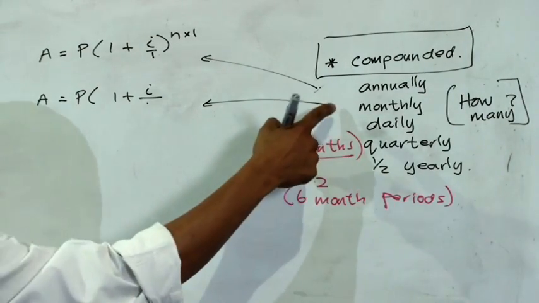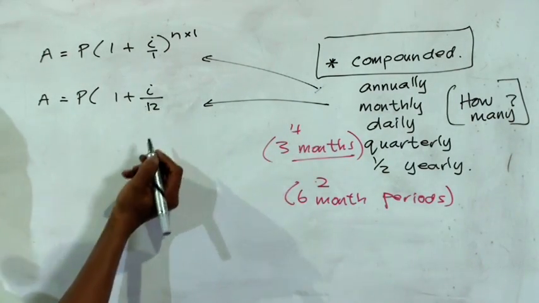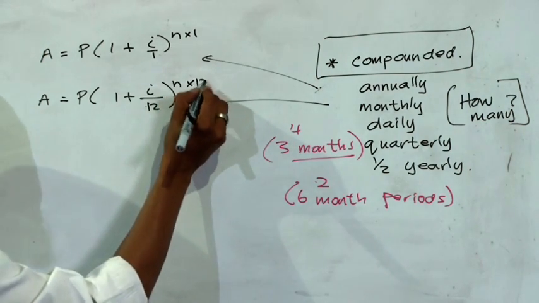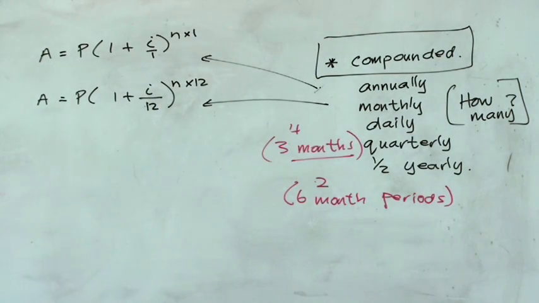So, how many months in a year? 12. So it's 1 plus I over 12, to the power n, your period, your number of years, times 12. So you divide your interest by 12 and you multiply your number of years by 12. And you'll see how it will affect the different problems.